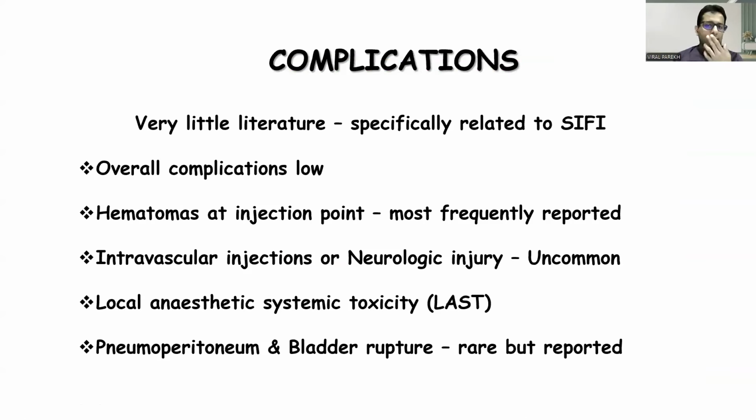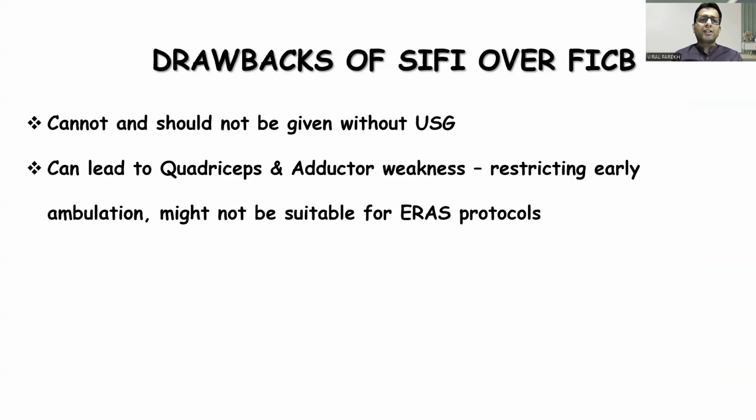The complications with the CP block, for which very little literature is still available, could be hematomas at the injection points and intravascular injection. There could be bladder rupture and pneumoperitoneum, which is rare but reported. However, the drawback is it could not be given with the ultrasound. It can lead to quadriceps and adductor weakness.